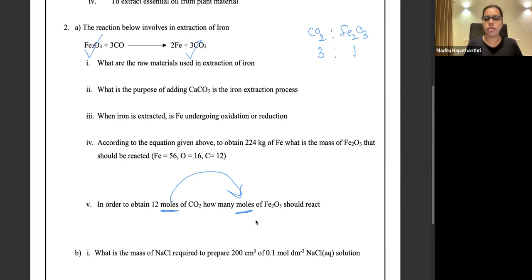Then how many moles are we getting from CO2? 12. Then tell me how many Fe2O3 should be reacting. So what is the relationship you are seeing here? 3 is to 1 means Fe2O3 is 1/3 of CO2. Then here also we need to take 1/3. 1/3 means 12 moles divided by 3. That is equal to 4 moles. So this is 4 moles here. That is a simple question.